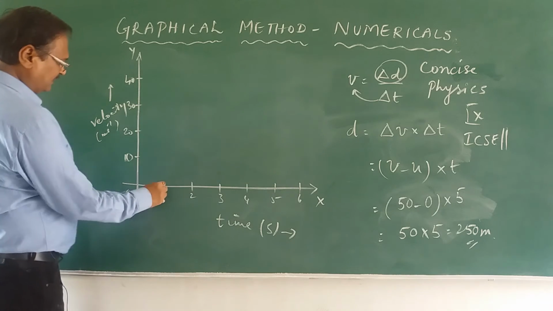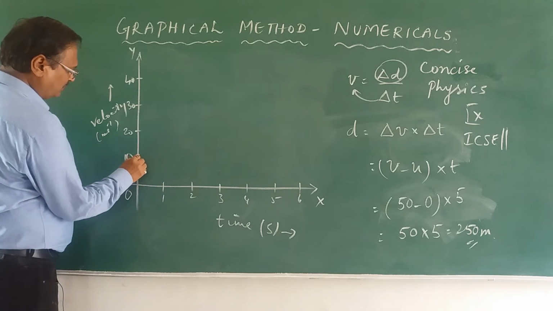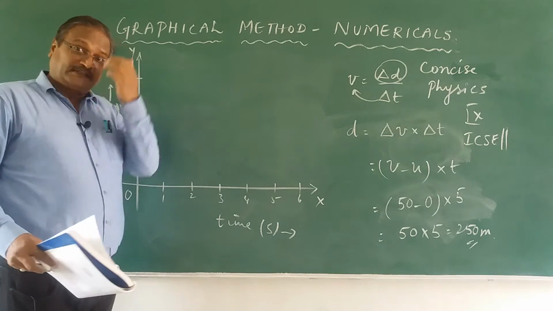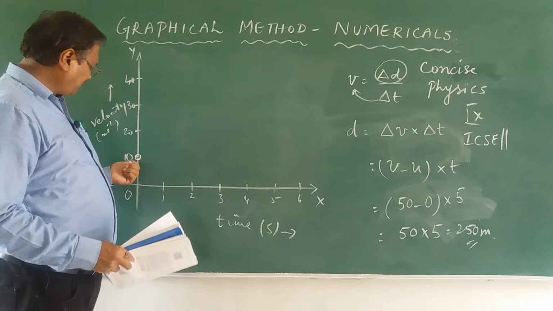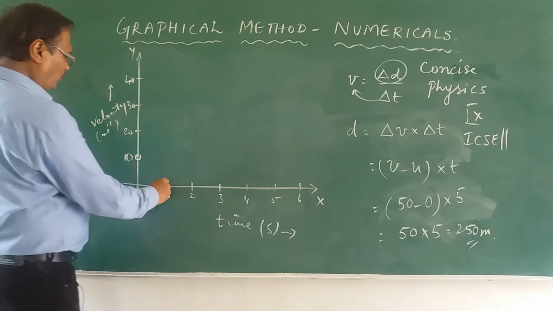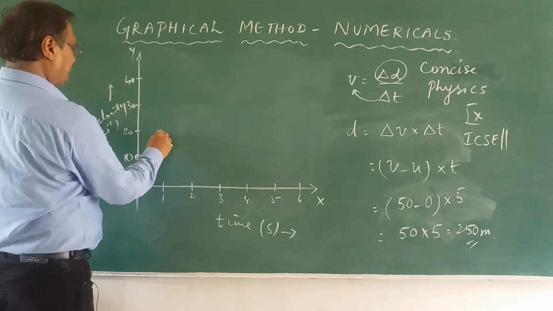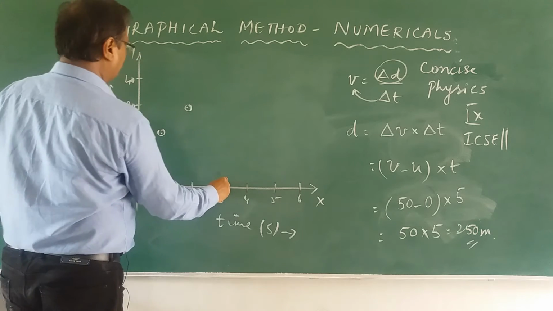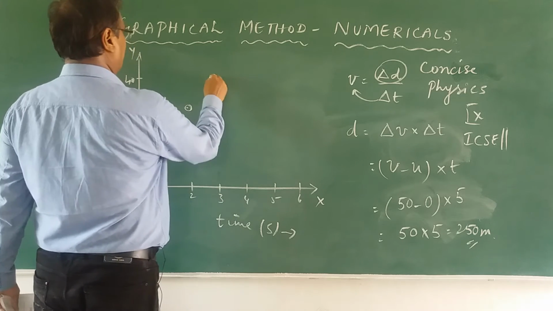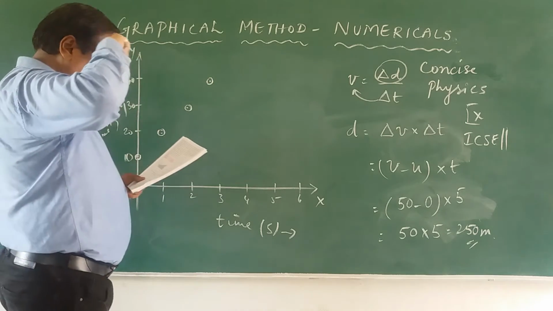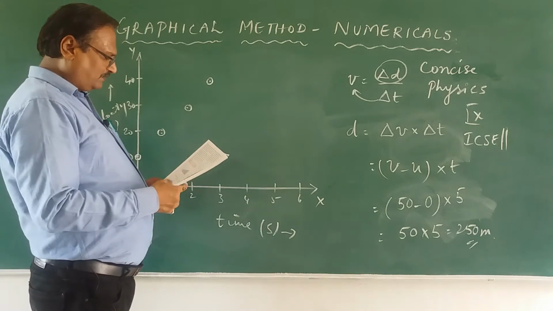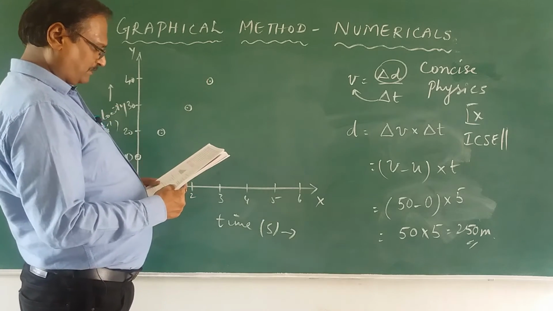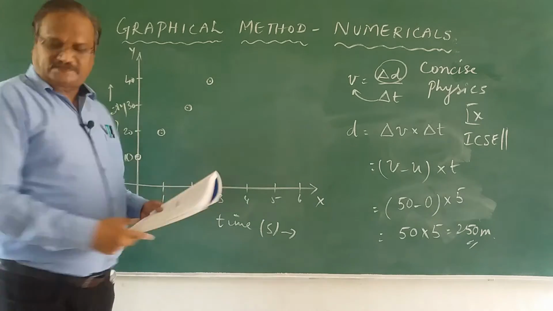And the graph is, for 0, it is 10 meter per second. When we observe, the initial velocity is 10 meter per second. And for 1, it is given 20. For 2, it is given 30. For 3, it is given 40. Okay, now I have got this.